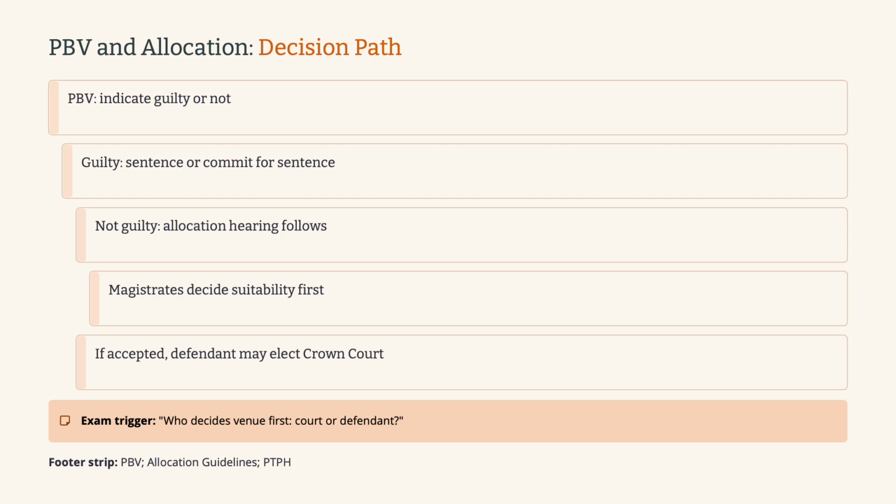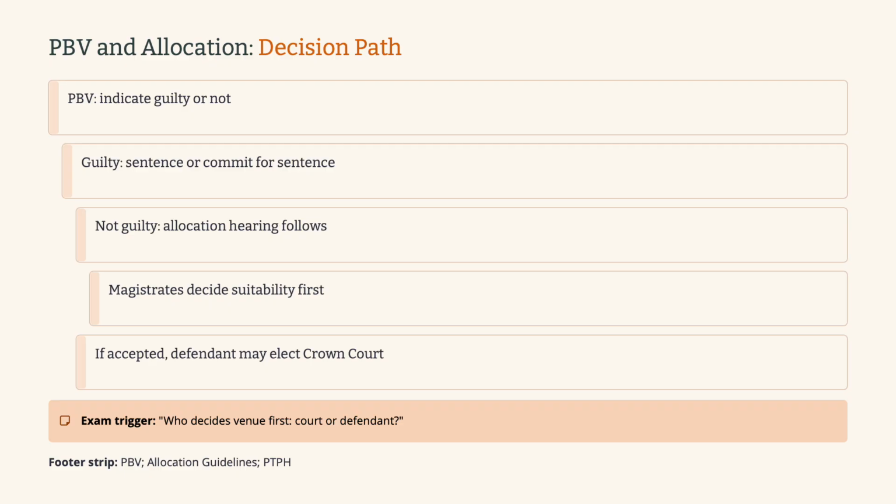Fourth, at allocation, the magistrates decide suitability first. They consider the case seriousness, complexity, and whether their sentencing powers are adequate. They apply the Sentencing Council's allocation guidelines. Fifth, the magistrates accept jurisdiction. The defendant then has a choice, what's called election. The defendant can consent to summary trial in the magistrates' court or elect Crown Court trial with a jury. Sixth, if the magistrates decline jurisdiction, the case goes to Crown Court regardless of what the defendant wants at that point. The magistrates' decision trumps the defendant's preference in that scenario.